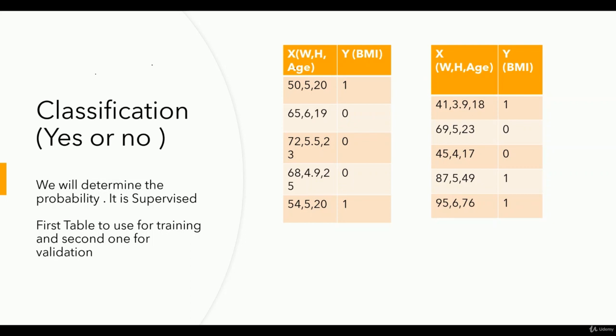In this, the first table will be used for training and the second one will be used for validation. The concept is somewhat similar to regression; the only difference is that we get 1 or 0. It's not numeric, but it's a training and validation model. First we train and then we validate.